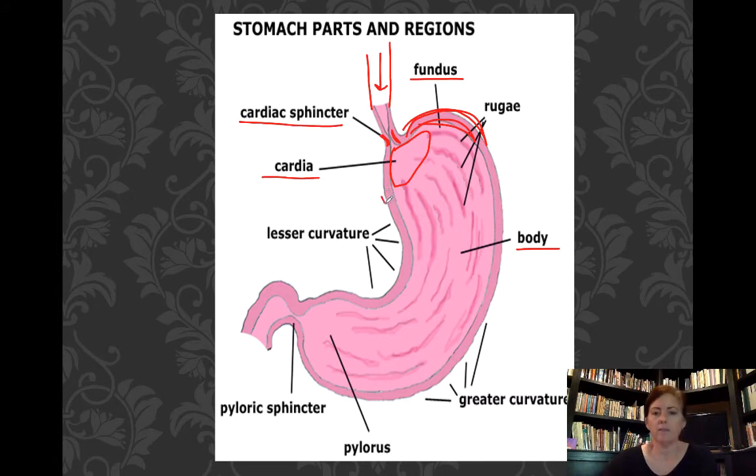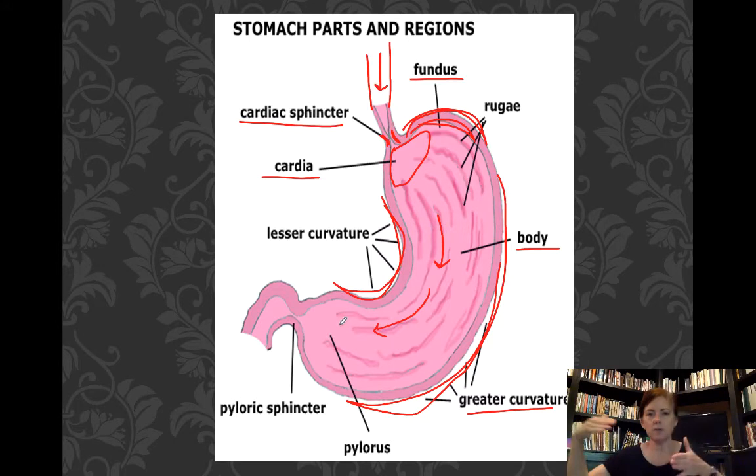We've got this small curve on the superior part of the stomach, and that's our lesser curvature. And then we've got this larger curve on the bottom of the stomach here, and this is our greater curvature. Then as we head to the other end, food's going to travel this way through our stomach. And as we head to this end, we get to an area where the stomach starts to narrow, and we call that the pylorus.